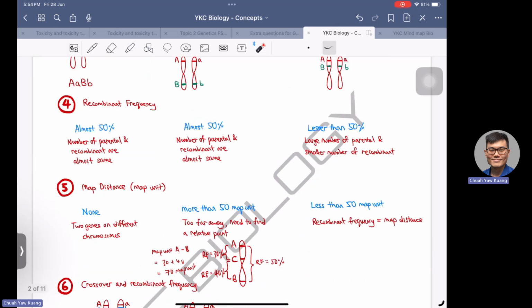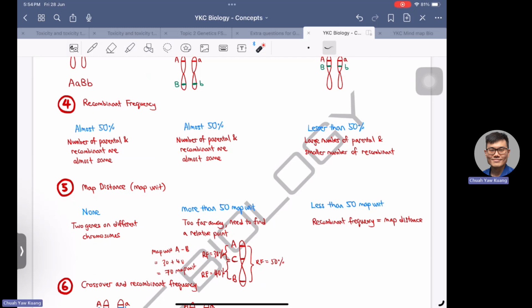If, let's say, you calculate 40%, then the map distance will be 40 map units. So that is quite simple. Directly, you can take the recombinant frequency and change it to become the map distance. This is for linked genes that are very close to each other, with less than 50% recombinant frequency. So this is concept number 5 on the map distance.